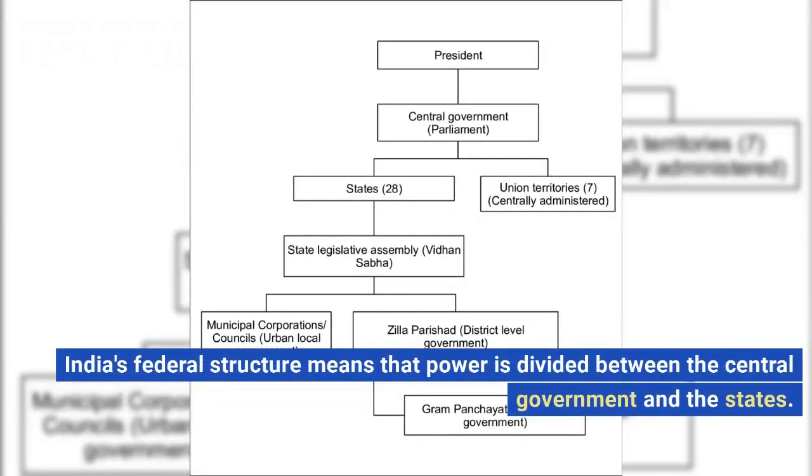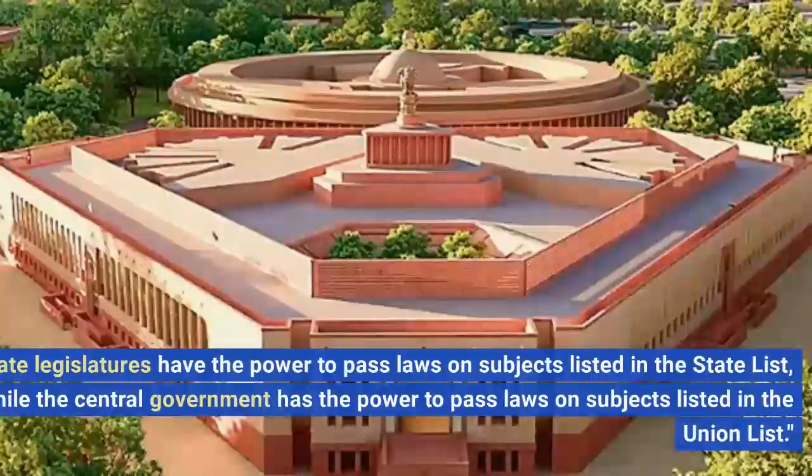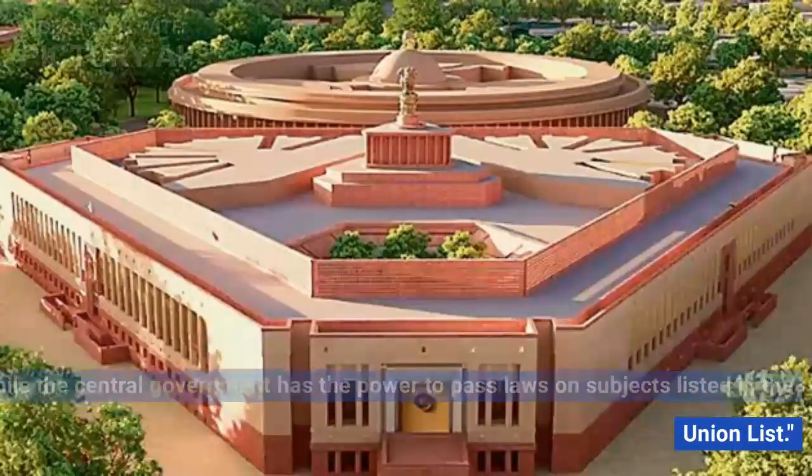India's federal structure means that power is divided between the central government and the states. State legislatures have the power to pass laws on subjects listed in the state list, while the central government has the power to pass laws on subjects listed in the union list.